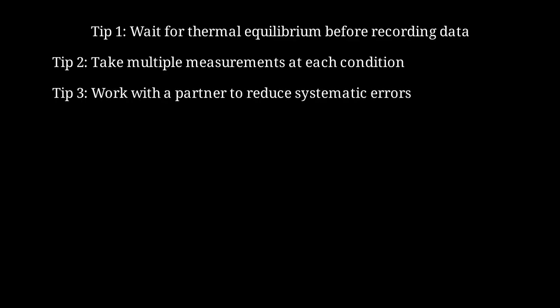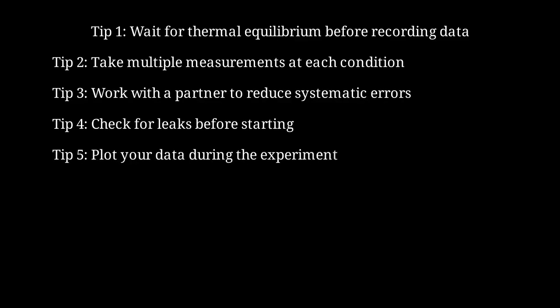Tip 3. Work with a partner. One person controls the equipment, the other records data. This prevents systematic errors from how you read the scale. Tip 4. Check for leaks. If gas is escaping from your apparatus, all your data will be wrong. Test your seals before you begin. Tip 5. Plot your data during the experiment, not after. If you see points falling far from the pattern, you know something went wrong and you can repeat that measurement.